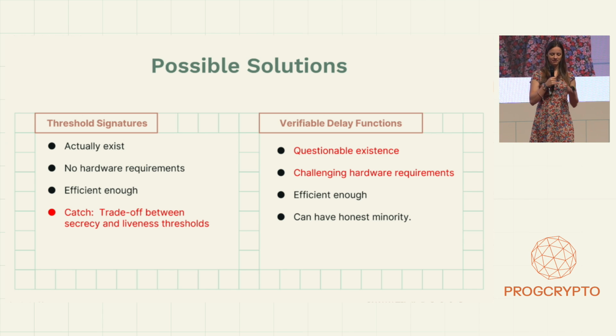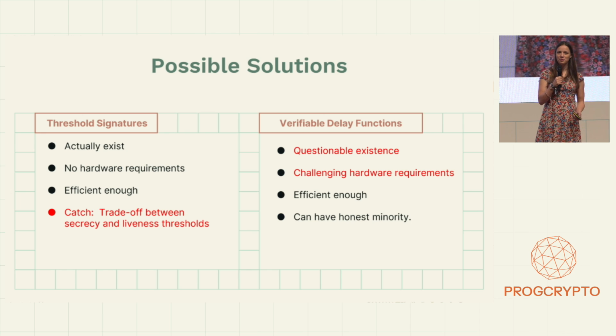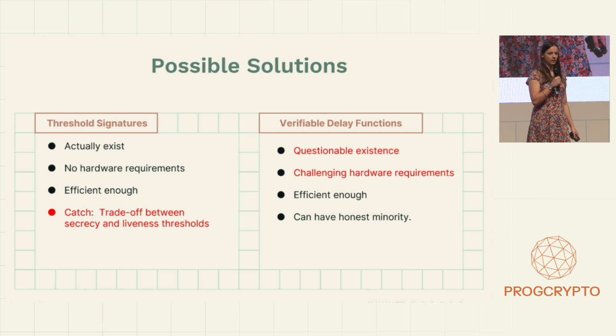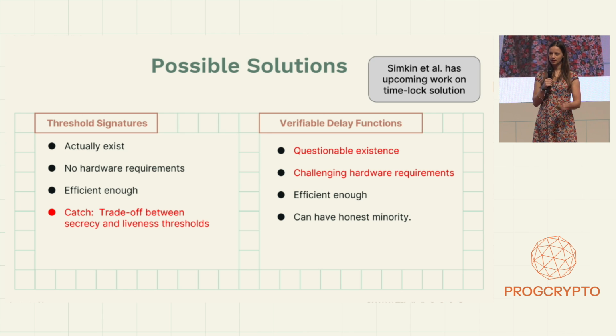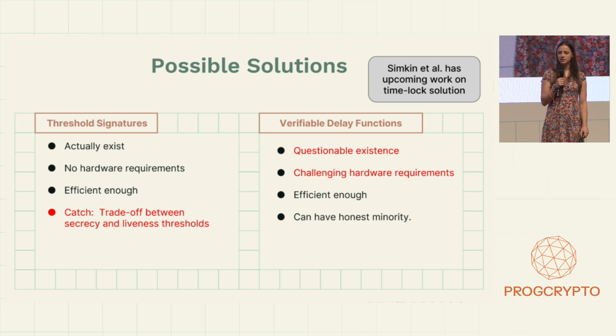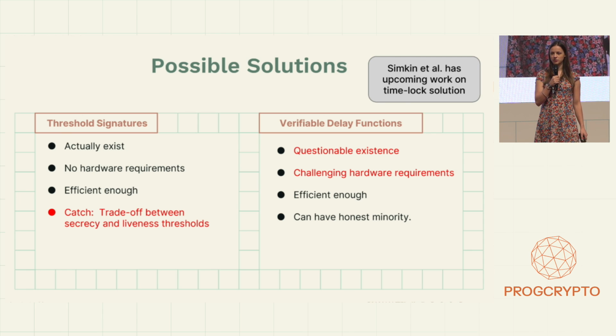One being that, depending on how you define existence, it's questionable whether they exist. We're trying to make them exist. They also have very challenging hardware requirements, which is something that we're having to battle with and tackle in a very practical sense. Simpkin, a member of our team, also has some upcoming work with some others on a potential timelock solution, which is also going to use timing assumptions.